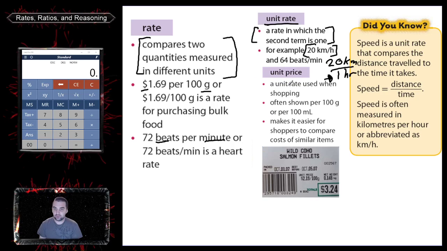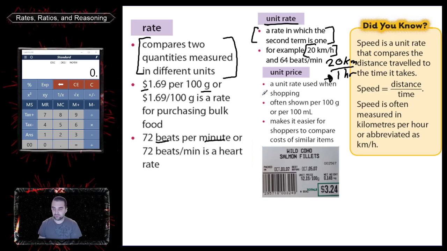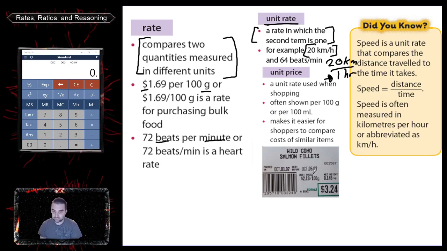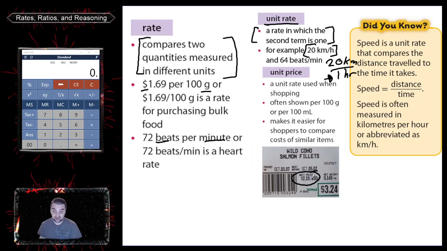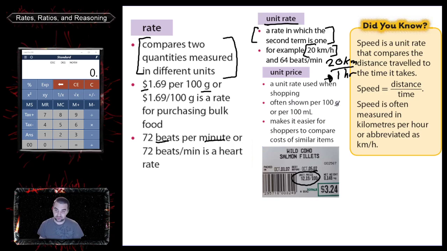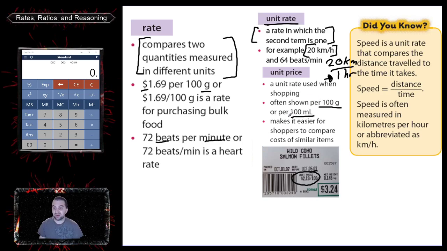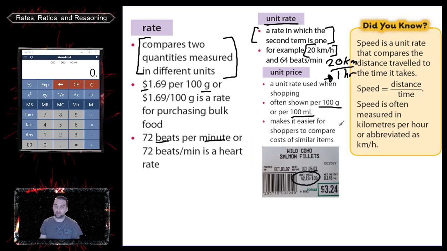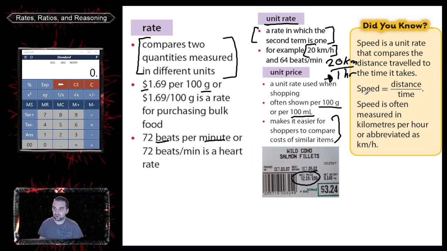Unit price, a unit price is a unit rate used when you're shopping. And like if you go to Superstore, you go to any grocery store, you're going to see this all the time. You can see an example down here. It says unit price, $2.19 per 100 grams. It helps you compare things to find out the value of the items that you're buying. So you usually see it in 100 milliliters or 100 grams, and that just makes it easier for you to compare what's cheaper or what's overpriced or whatever.